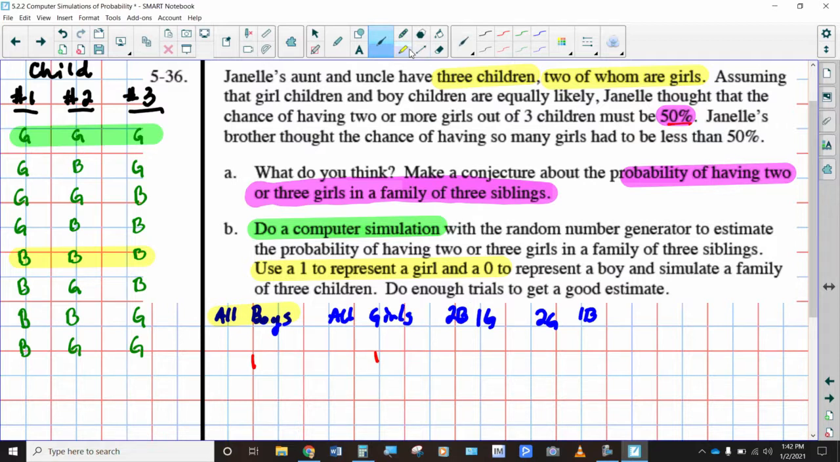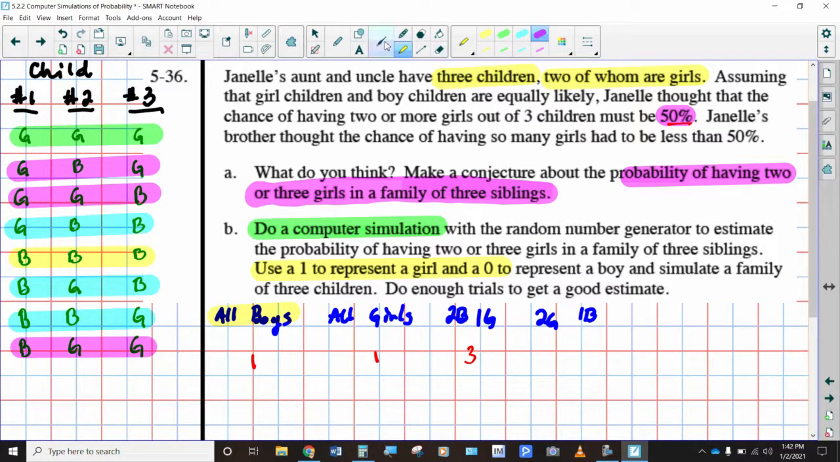And two boys and one girl. Two boys and one girl is right here. Two boys and one girl is right there. Two boys and one girl is right there. So there are three of them. And then two girls and one boy. Here's two girls and one boy. Here's two girls and one boy. And here's two girls and one boy.